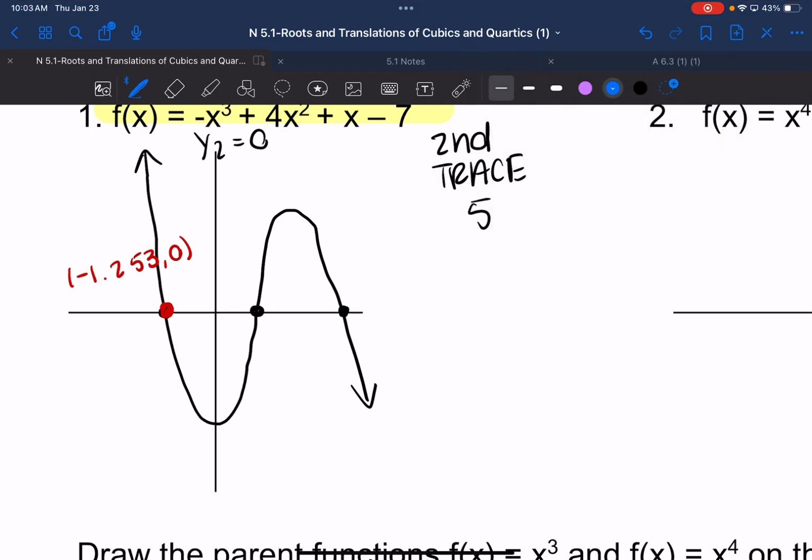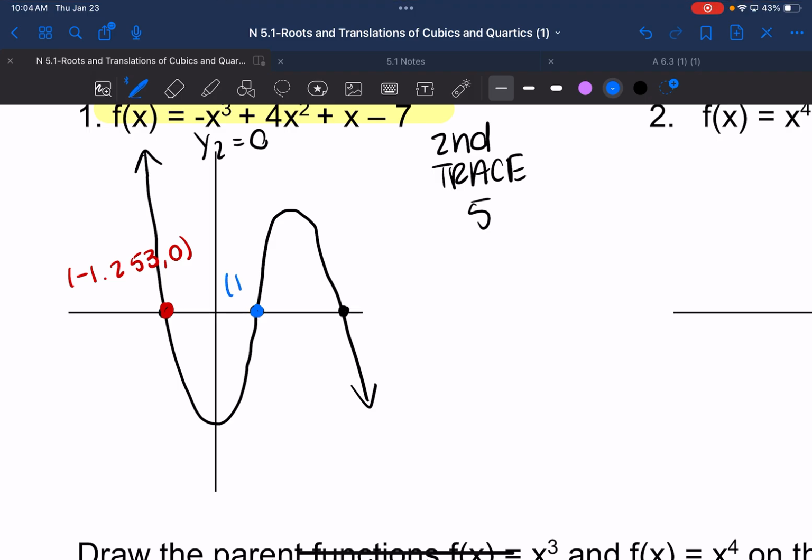This time, let's find this point, the one I just put the blue dot on. So all I have to do is press second trace 5, and this time move that flashing dot really close to that point. When it's close, you just press enter 3 times. Okay, approximately where does it say this one is? 1.4, what'd you say? 80.